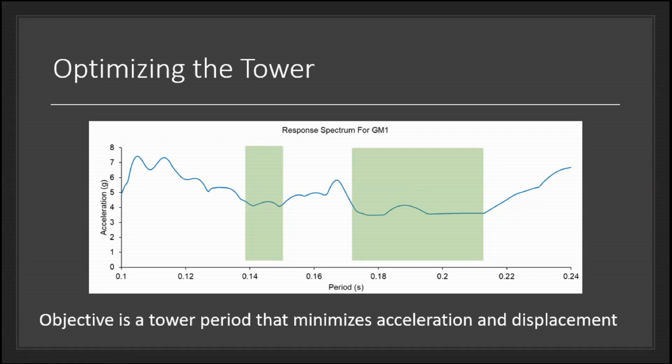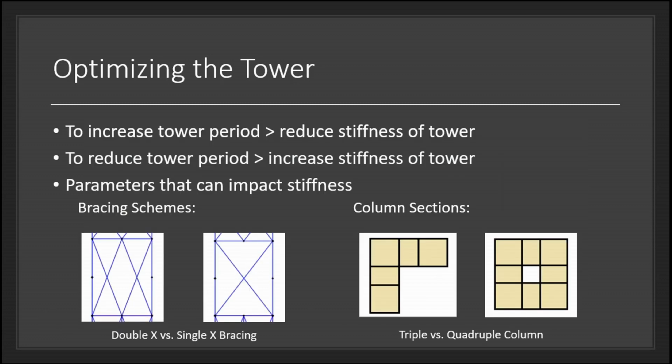Since we want to do this, you might be wondering, how do we change the period of the tower? The general idea is that if we want to increase the tower period, we want to reduce the stiffness of the tower, and vice versa. If we want to reduce the tower period, we want to increase the stiffness of the tower. To do this, we can change a number of parameters, and the two that I want to highlight are the bracing schemes and the column sections.